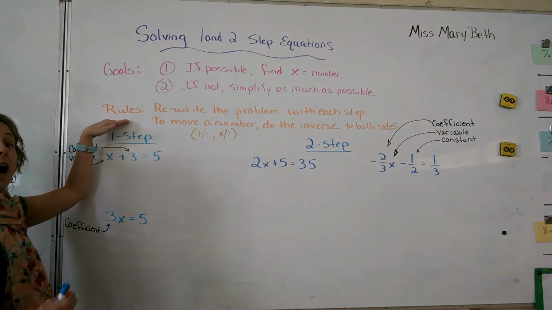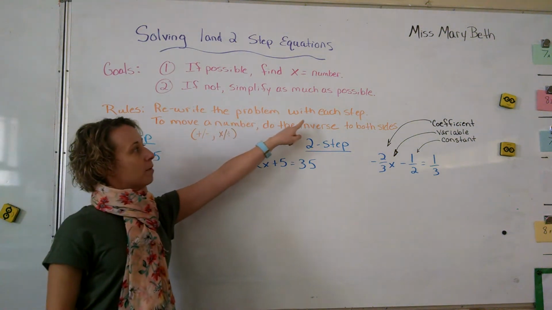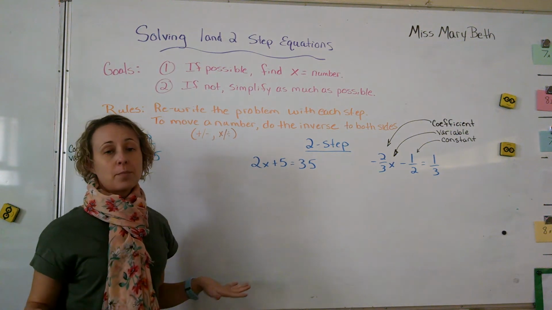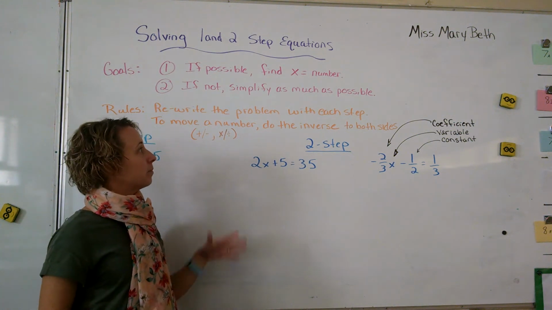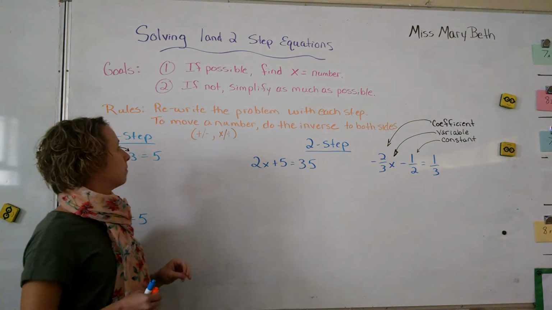Here are our rules for how we're going to do that. Rule 1. We are going to rewrite the problem with each step we do. That way we don't lose any numbers. We don't forget to do anything. This is important. Rewrite it with each thing you do today.